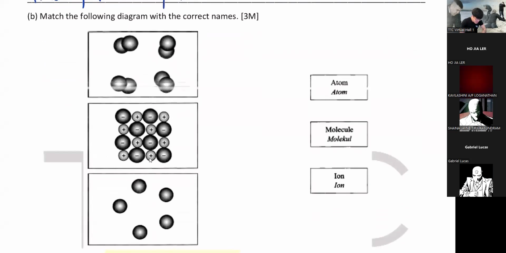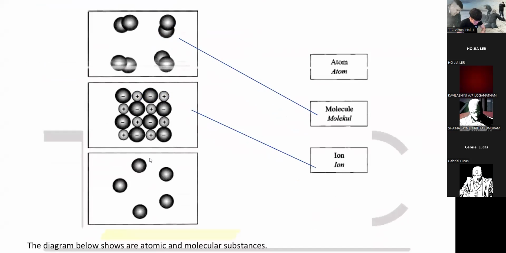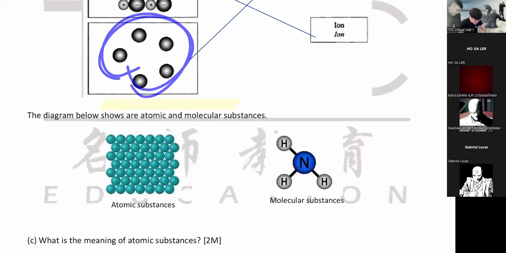Okay, so let's look at what these are. The first one, you have two together. Two and above, we call it a molecule. And then the next one, you have plus minus, this is definitely ion, because it's charged. And when you see a single one, the alone one, we call it atom. In fact, this is an inert gas. For metal, they look like this. So when something is made from atom, it's either metal or inert gas, but mostly metal.